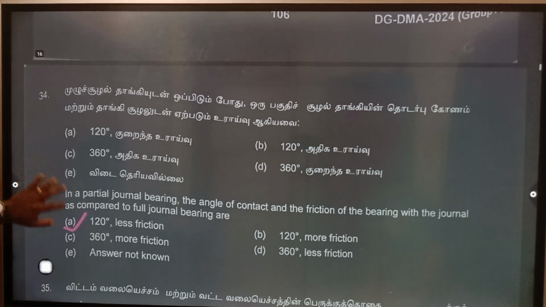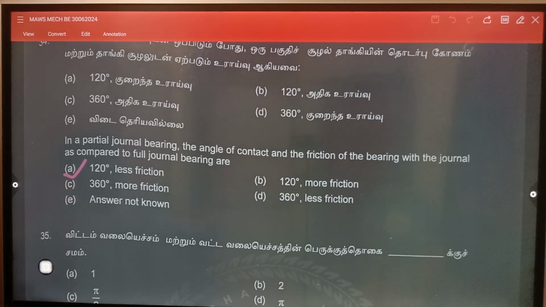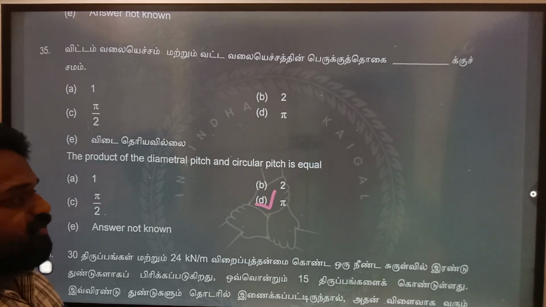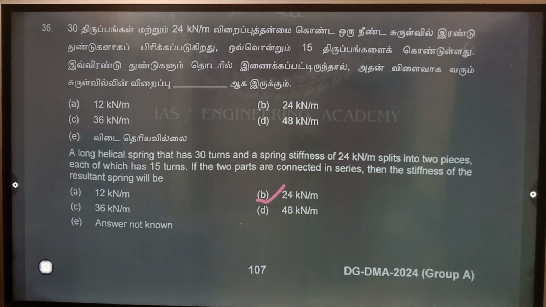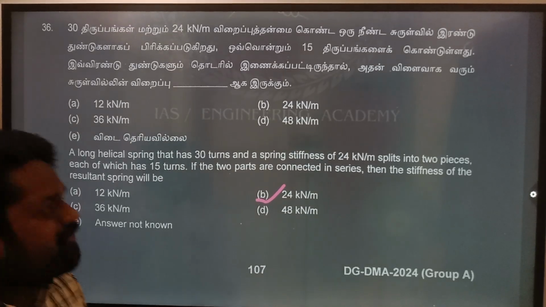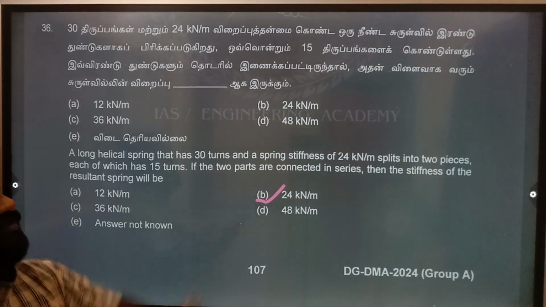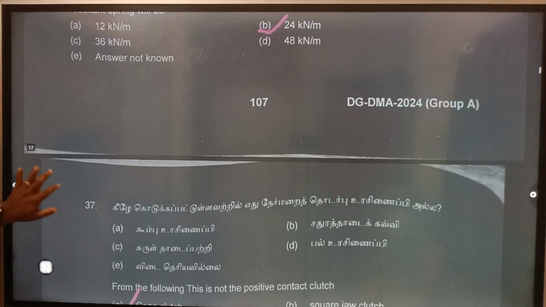34. Partial journal bearing nam sollirukanga. So 120 degree nu ungalku theriyum, less friction. Friction patti ketta less friction. 120 degree less friction. A is the answer. 35. The product of the diametral pitch and circular pitch, pi. Okay, pi is the answer. D, dog. 36. A long helical spring that has 30 turns and spring stiffness of 24 kN per meter. நீங்க அதை ஸ்ப்ளிட் பண்றாங்க. Stiffness will be same, 24 kN per meter. 37.